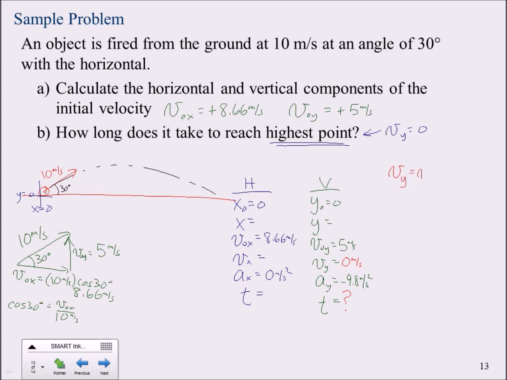So we have vy equals v0y plus the vertical acceleration ay times t. So if I plug in those values, I have 0 equals 5 meters per second plus negative 9.8 meters per second squared times t. Or the time would be 0.51 seconds. So notice we didn't do anything with the horizontal direction. The highest point had everything to do with just the vertical motion.